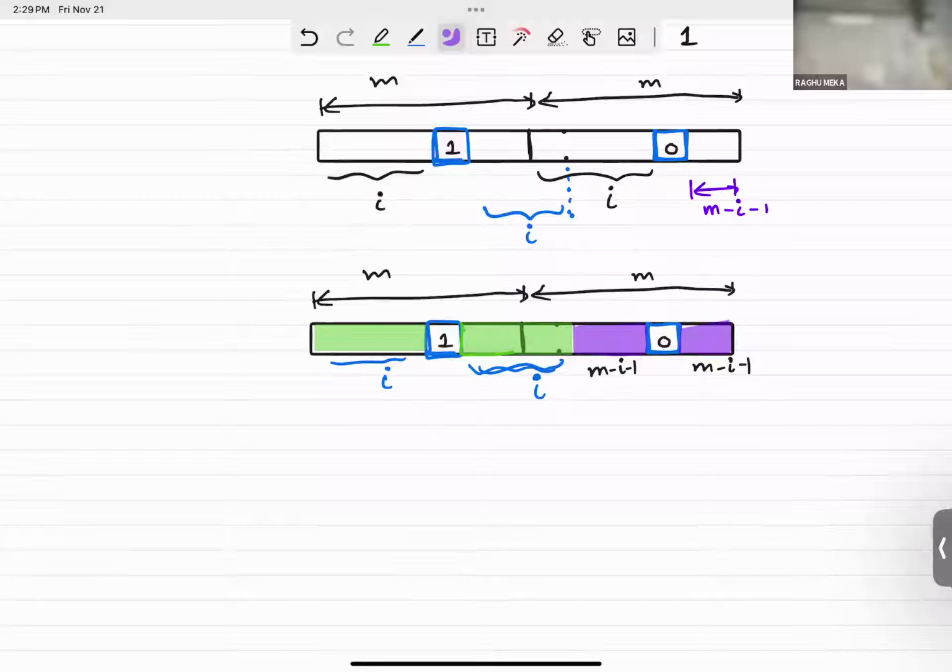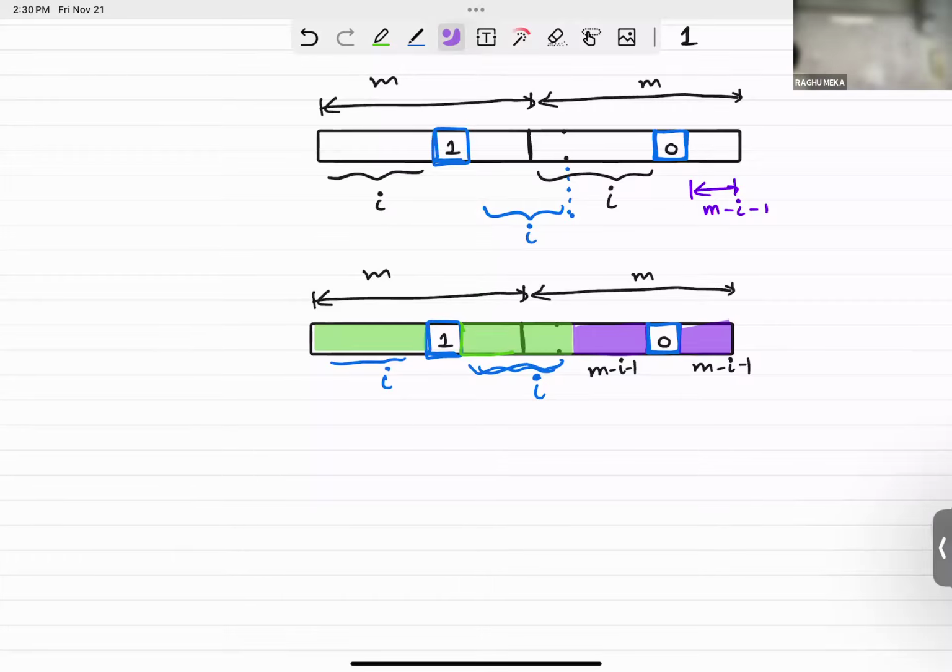If there is a 1 and a 0, where the 1 is exactly I positions from the beginning, and the 0 is exactly I positions from the middle, and the total length is even, then it has this structure. We can check the arithmetic. This is I positions, I plus 1, 2I plus 1. The I's cancel out, and then I have I plus 1, I plus 1, so the total length matches up. Any questions about this?